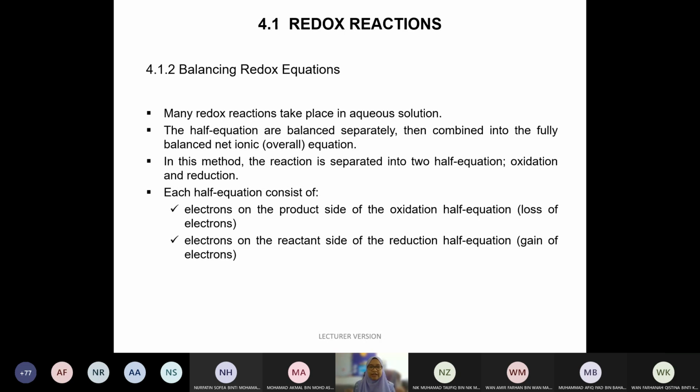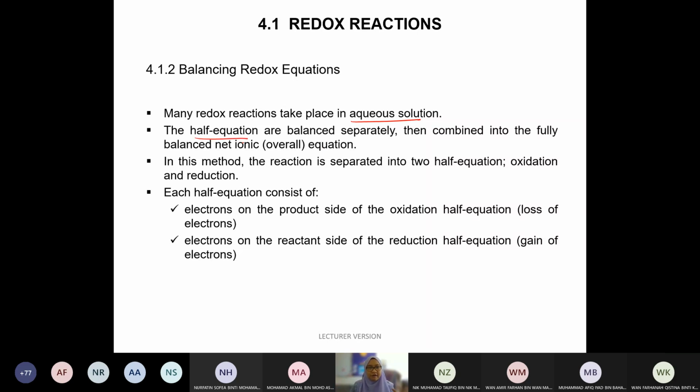We are going to balance the redox equation. Like I said, you have to consider the number of electrons, because this is about the transfer of electrons. Many redox reactions take place in aqueous solution. So the half equations are balanced separately. How do we balance the redox equation? We have to separate the half equations.